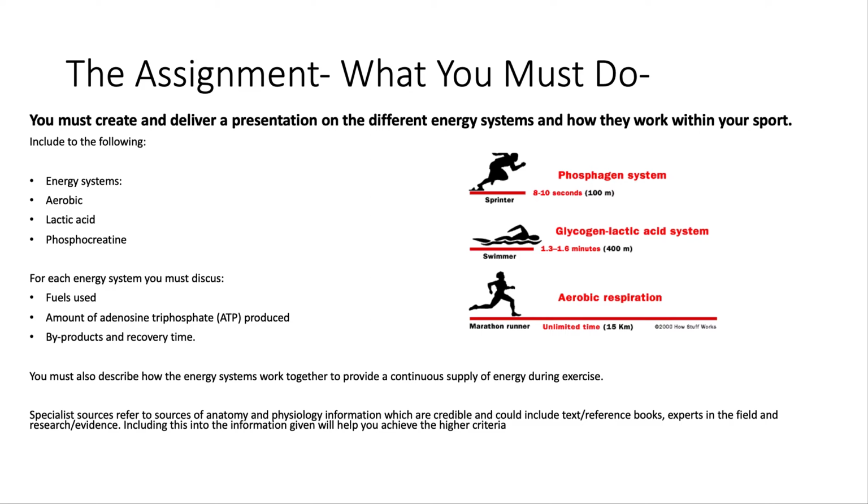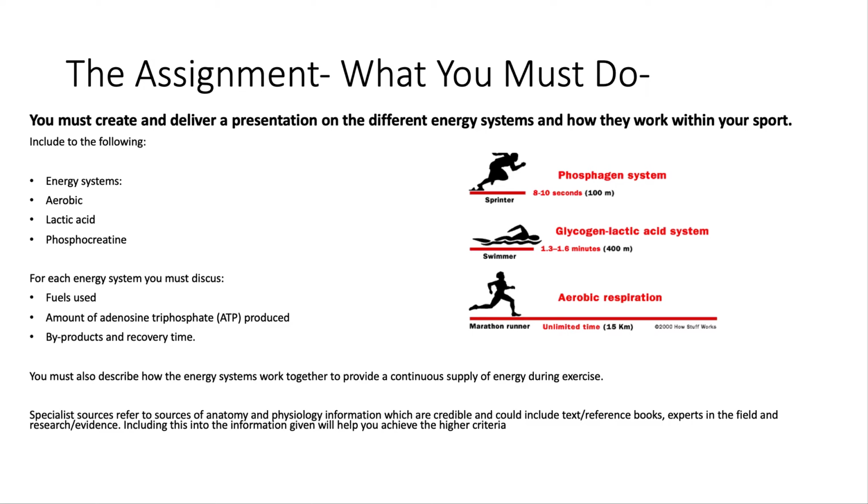So once you define those things, you're going to talk about the fuels used in each of those systems. So what are the fuels used in the aerobic system, the lactic acid system and the phosphocreatine system? In the aerobic system, you're going to use oxygen as your major fuel source. For lactic acid, you're going to use glycogen in the muscles, and for phosphocreatine, creatine kinase would be used in order to create that energy. Then byproducts and recovery time.